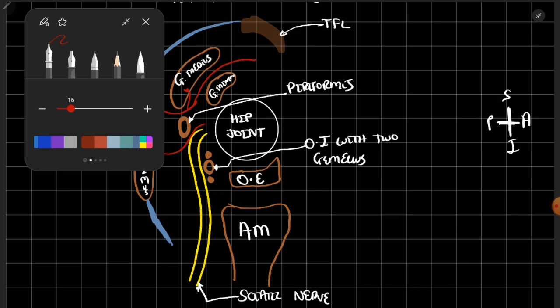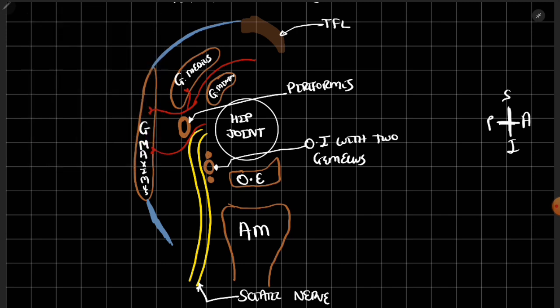Now above the piriformis will be the superior gluteal nerve. This is very much clinically important, the superior gluteal nerve. So the superior gluteal nerve basically will go like this and supply the gluteus medius and gluteus minimus, while the inferior gluteal nerve will come like this and supply the gluteus maximus. So let me label this. These are the very important arteries and nerves.